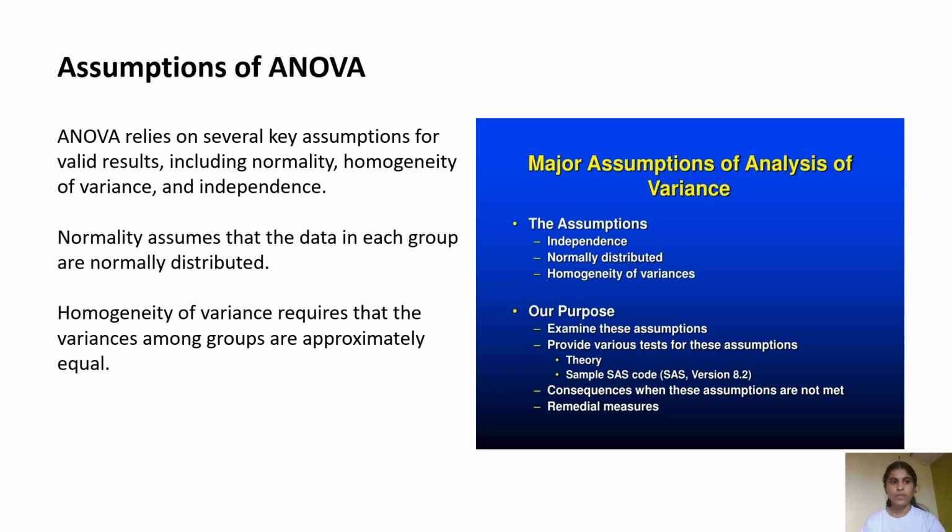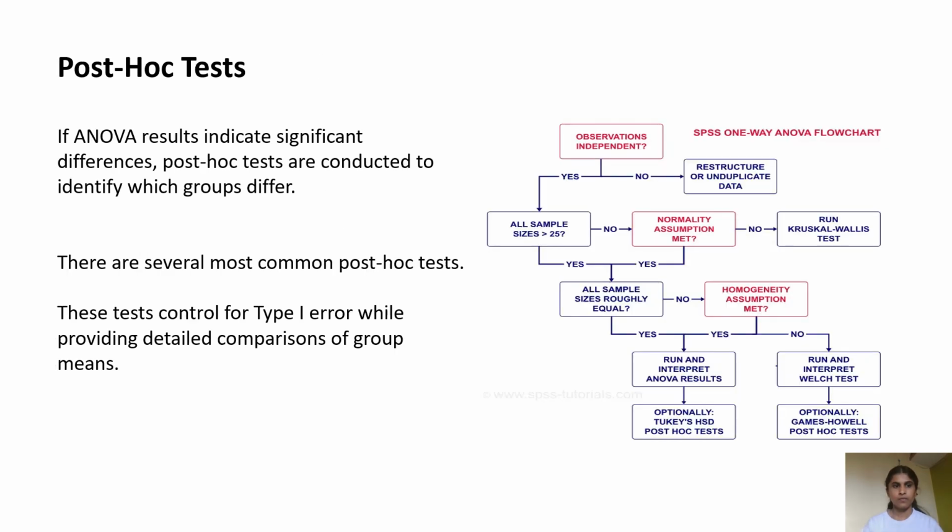Assumptions of ANOVA. ANOVA relies on several assumptions for valid results, including normality, homogeneity of variance, and independence. Normality assumes that the data in each group are normally distributed. Homogeneity of variance requires that the variance among the groups is approximately equal.